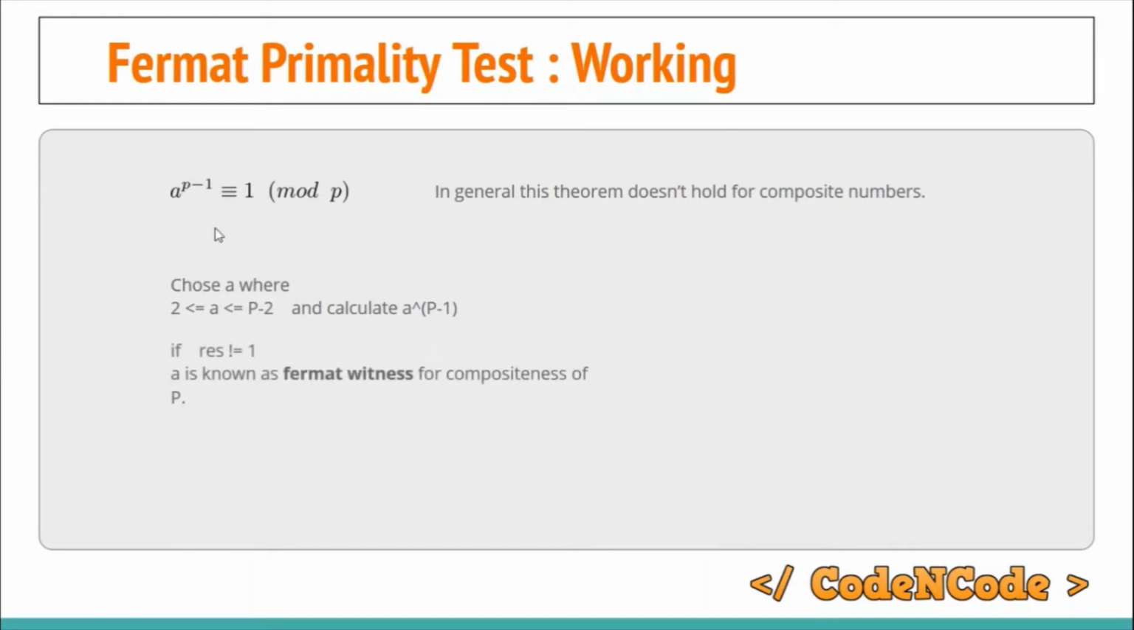Now, if the result, a raised to the power p minus 1 modulo p, is not equal to 1, then we are 100% sure that this number p is not a prime number, because Fermat's little theorem says that if p is prime, then a raised to the power p minus 1 modulo p is going to be 1. But since the result is not equal to 1, this number p is not prime, but a composite number. So we are 100% sure. If the result is not equal to 1, then base a is known as a Fermat's witness for the compositeness of p.